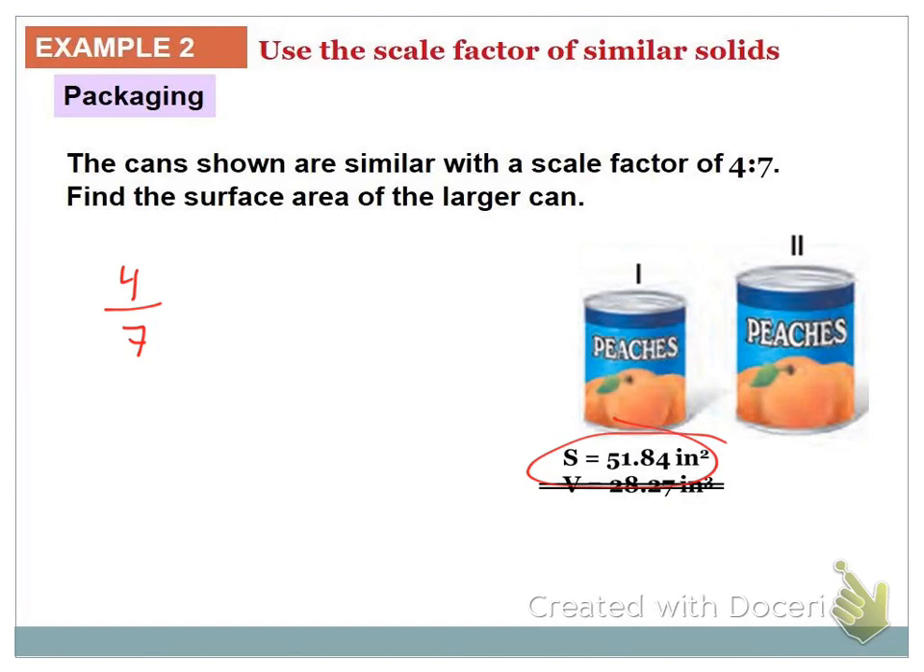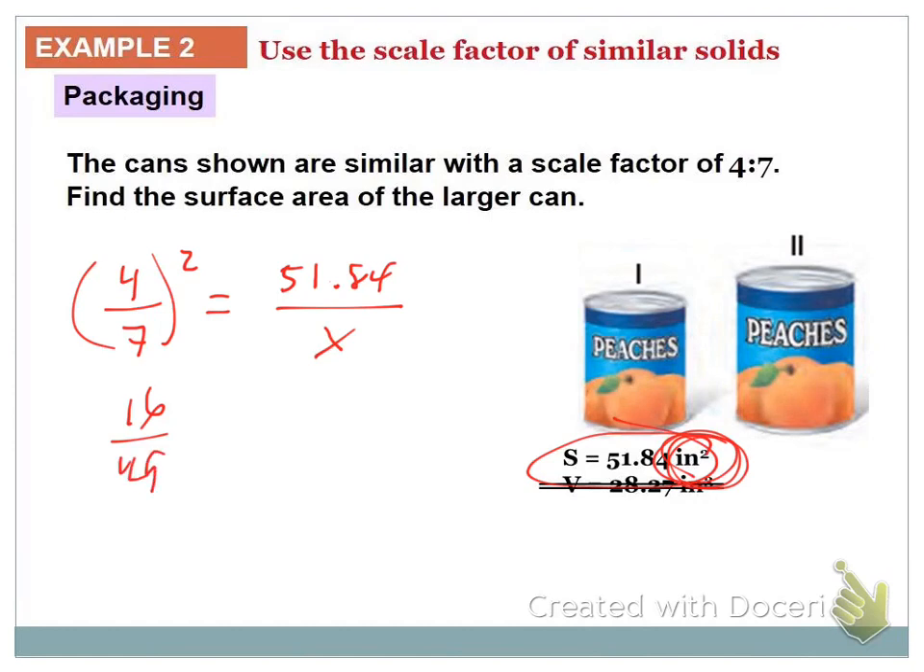So if I want to compare the areas, 4 to 7 means I'm comparing small to big. So if I compare the areas, 51.84 compared to, well, I don't know the surface area of the big one, I have to be careful. These are surface area. These are units squared. That means that they're going to be equal to the scale factor squared. So you've got to square that scale factor.